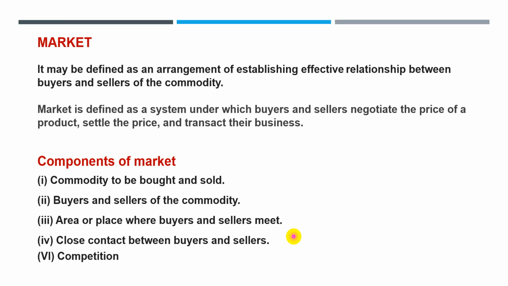Competition. The existence of competition among buyers and sellers is also an essential condition for the existence of a market. Otherwise, different prices may be charged for the same commodity. So there is some sort of competition between buyers or between the sellers.